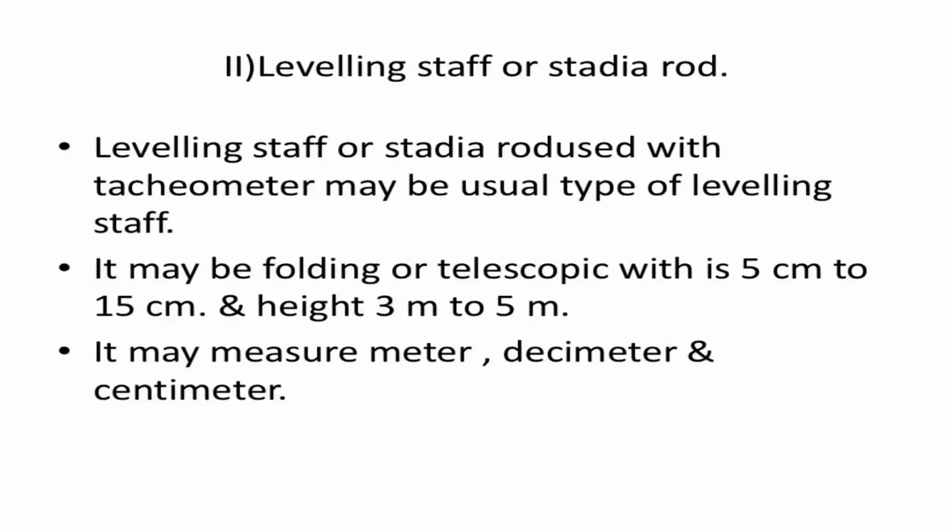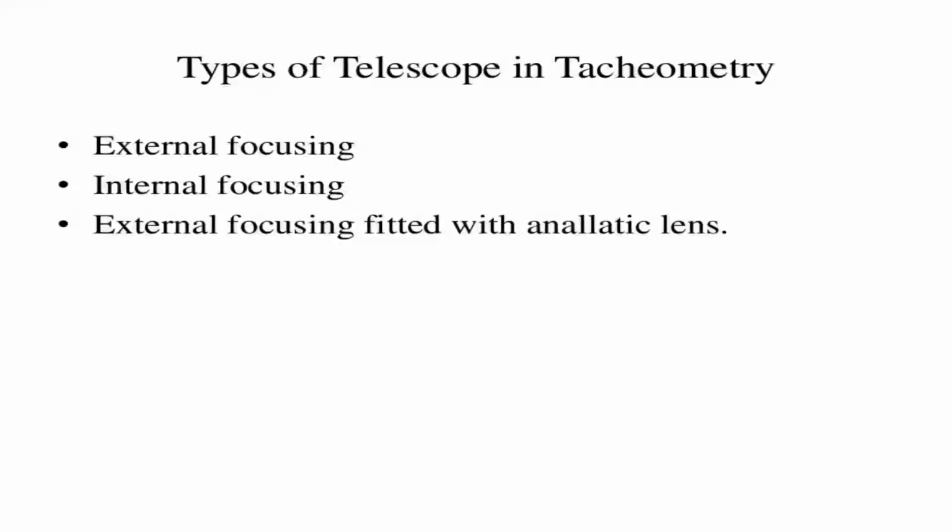Next one, leveling staff or stadia rod. The leveling staff or stadia rod used with the tachyometer may be the usual type of leveling staff. It may be folding or telescopic, with width 5 centimeter to 15 centimeter, height 3 meter to 5 meter. It may measure meter, decimeter and centimeter. The types of telescope in tachyometry: external focusing, internal focusing, external focusing fitted with anallatic lens.